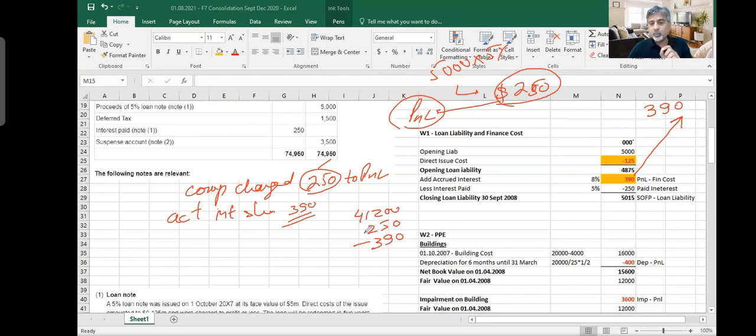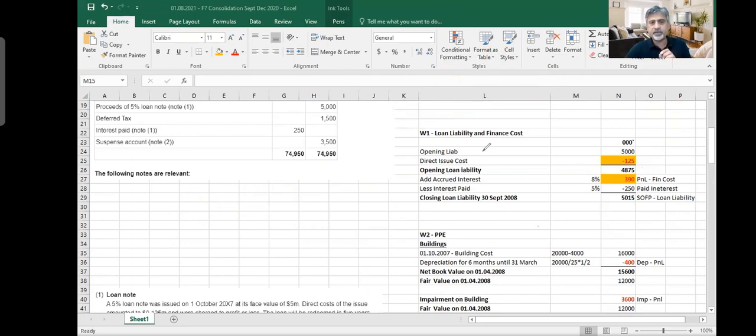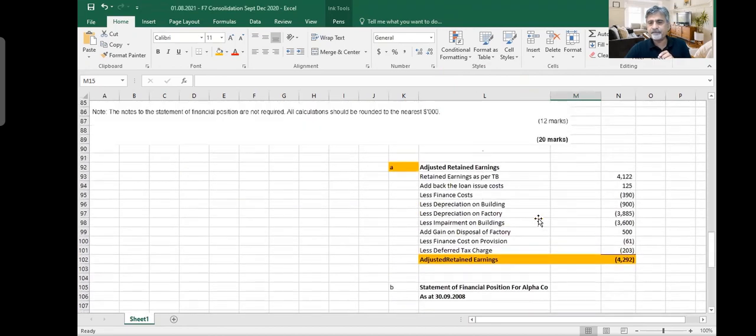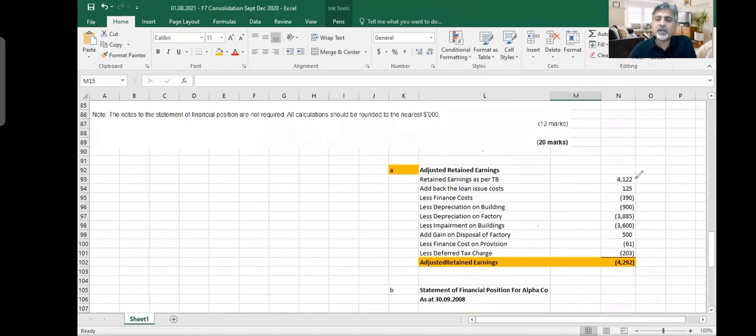In this case, we did not treat this 250. If you see our retained earning calculation, now please pay attention. When I made this retained earning calculation, I said that their retained earning is 4,122, this is their profit or retained earning, whatever, and then I subtracted 390, because I assume that they did not record anything in the P&L. I assume that they are telling 4,122 profit or retained earning, and they have ignored the interest cost. Therefore, I subtract 390.